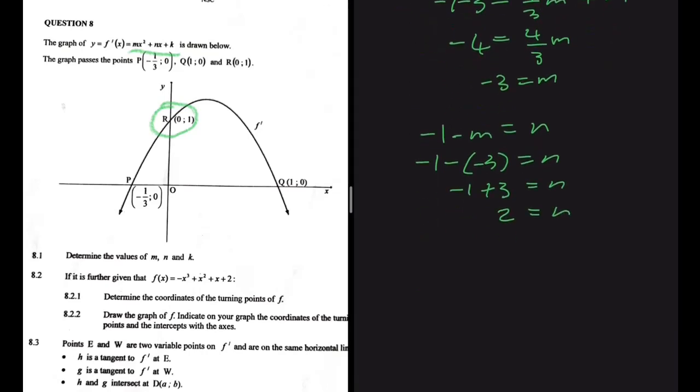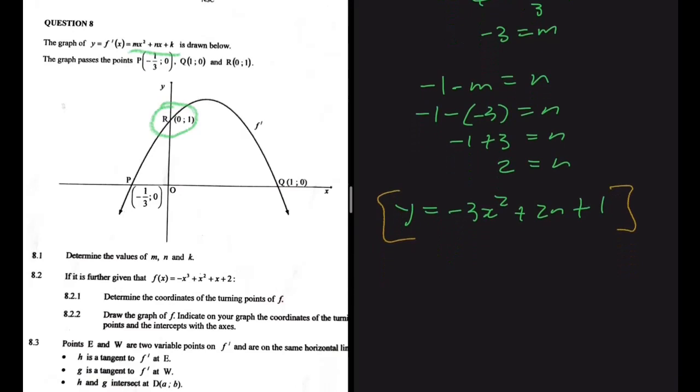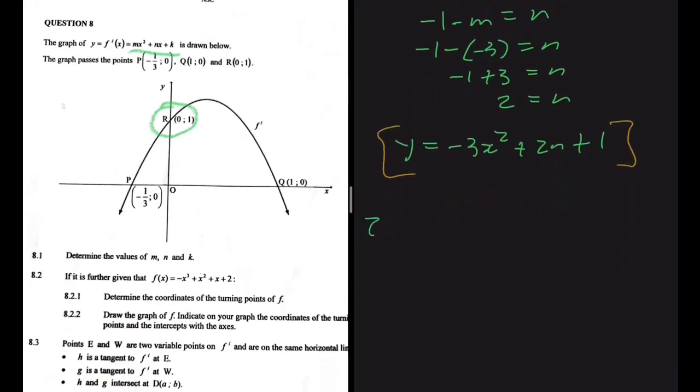So our equation now is y is equals to minus 3x squared plus 2x plus 1, right? We have determined the value of k. We have determined the value of n and m. Let's move to the second question, 8.2. 8.2 saying that it is further given that f of x, right? f of x is equals to minus x cubed plus x squared plus x plus 2.